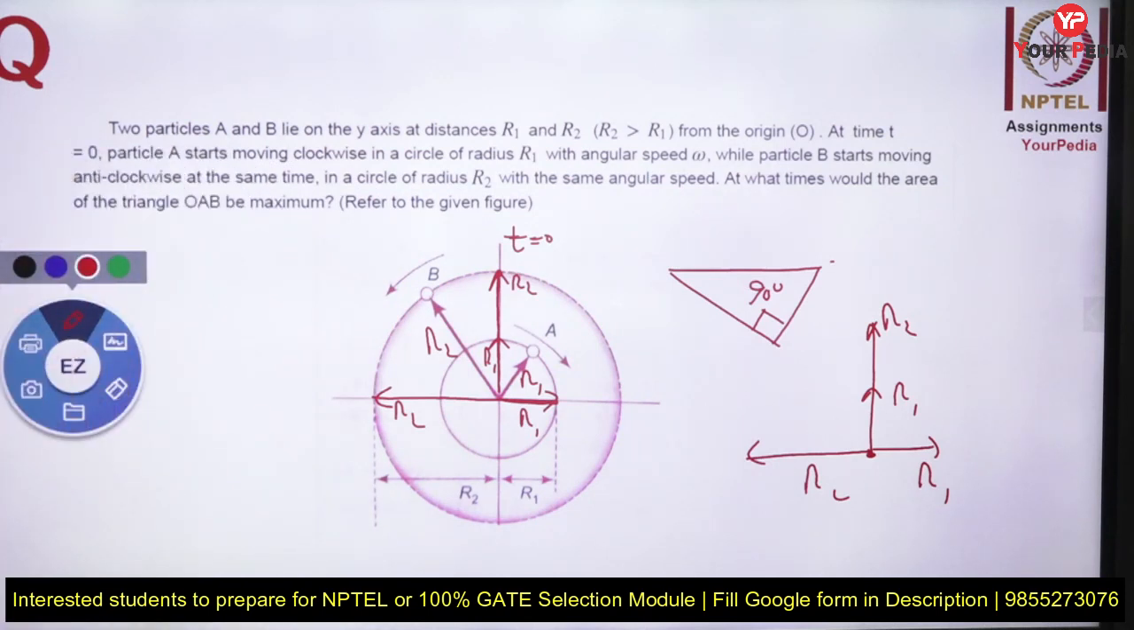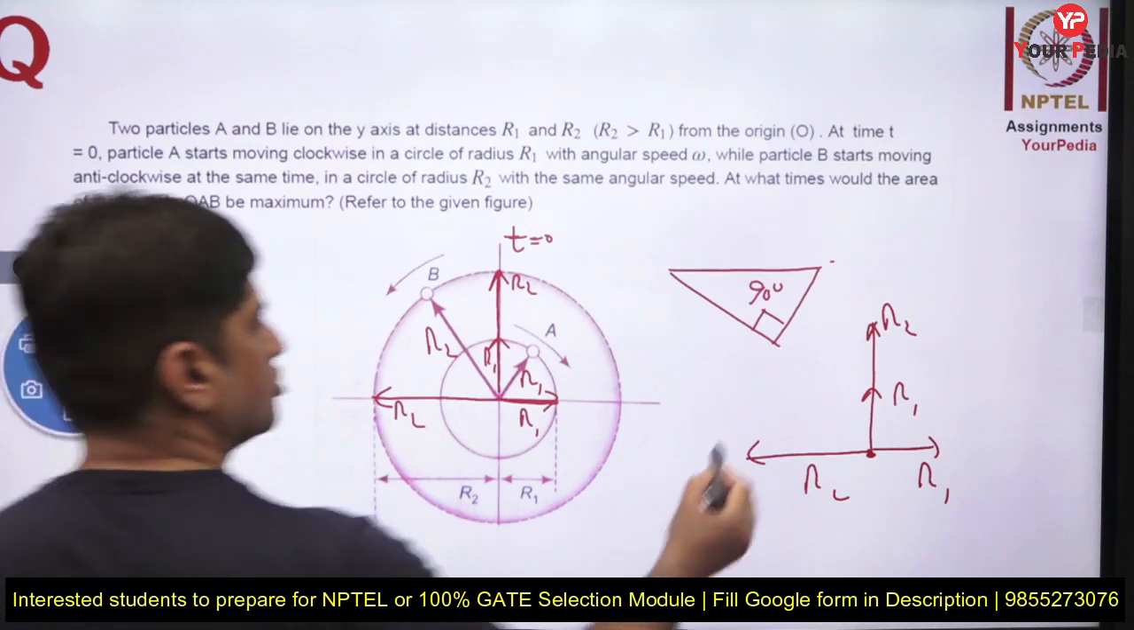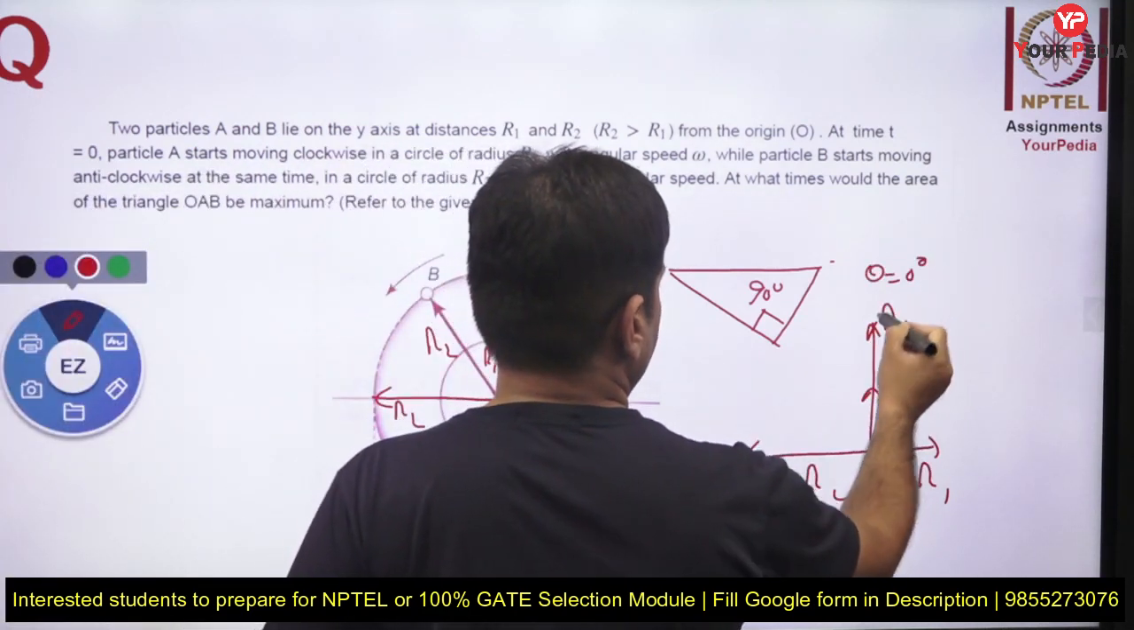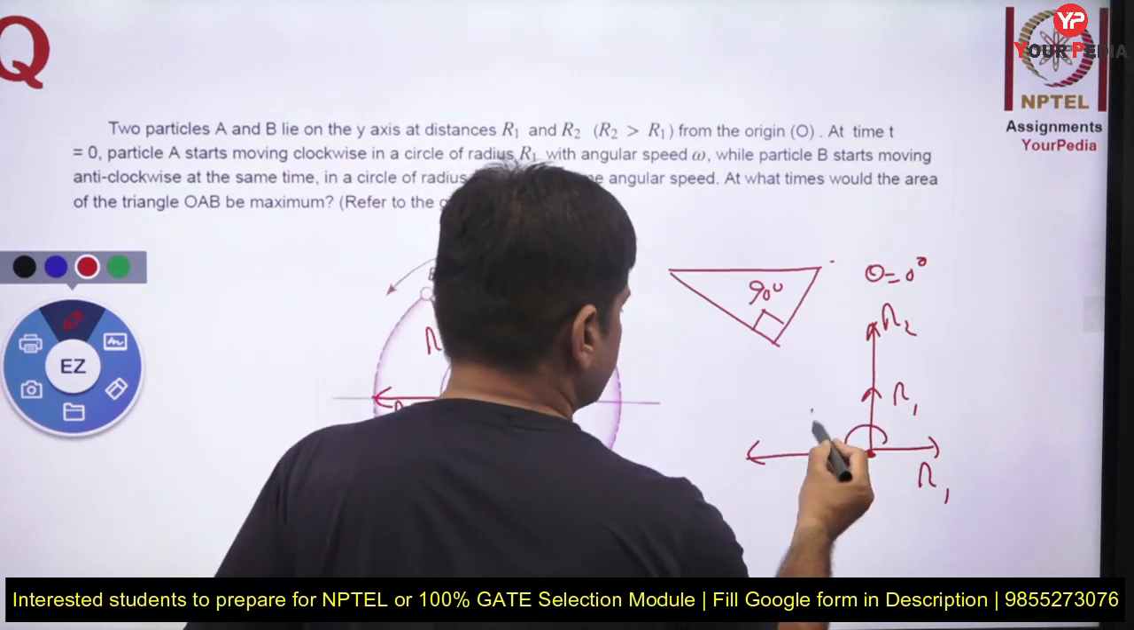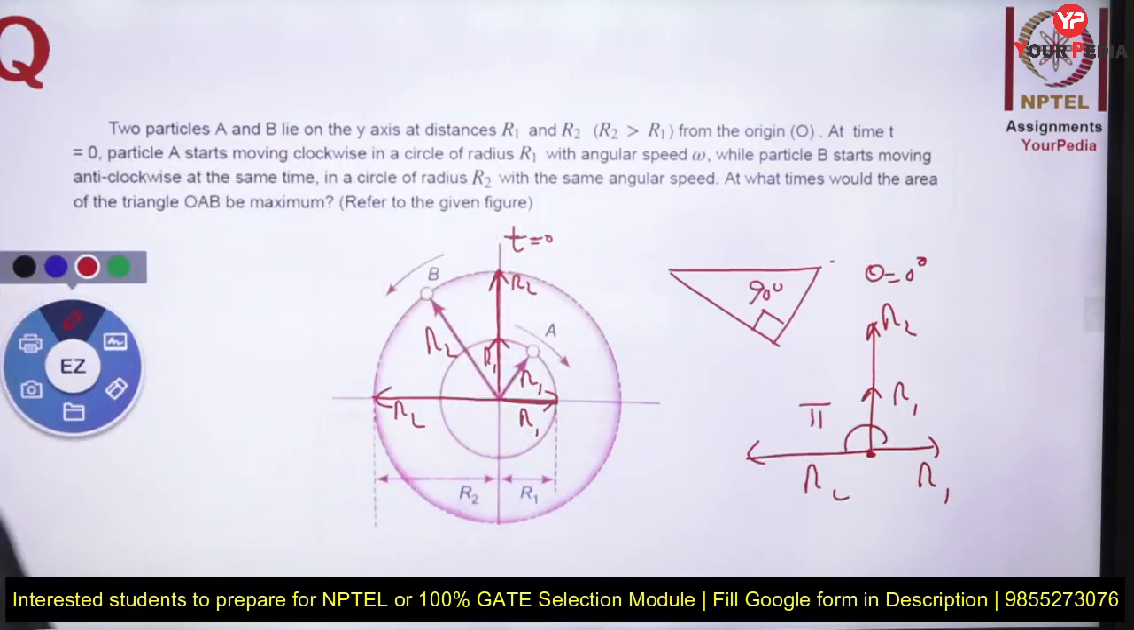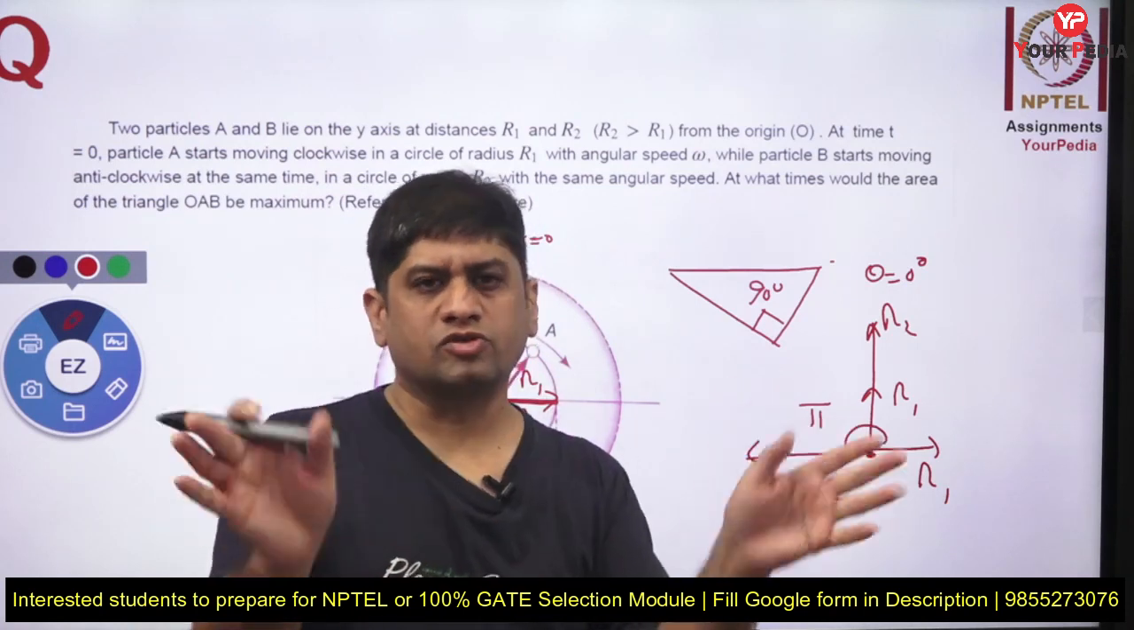a triangle is not formed. That means somewhere in between, angle theta is not 0. At time t equal to 0, the angle between these two, R1 and R2, is 0, so the area is 0. When the angle between R1 and R2 is pi, again the area is 0, because R1 and R2 are opposite to one another.